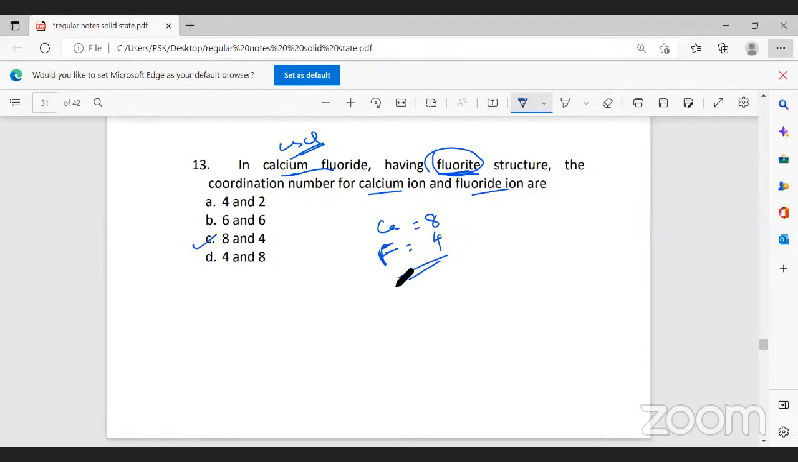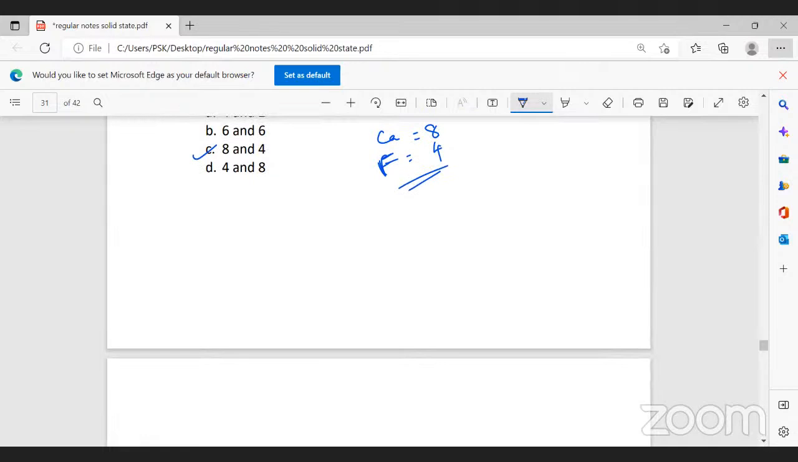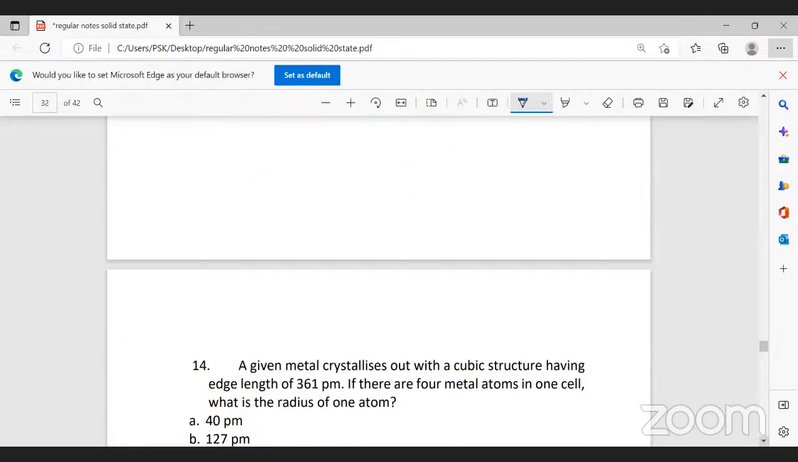The structure looks complex. I didn't have time to download and put the picture. I actually forgot. Anyways, now you remember in calcium fluoride having fluorite structure, the coordination numbers of calcium and fluoride ions are 8 and 4. The next question.